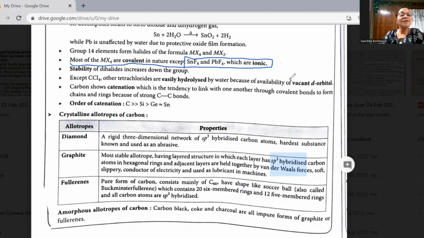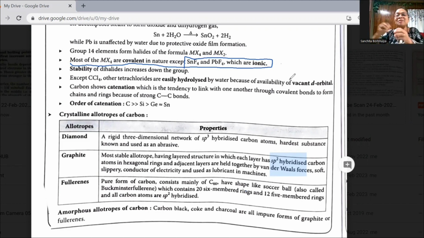Let's go to CCl4. Except CCl4, the other tetrachlorides are easily hydrolyzed by water because of the availability of d orbitals. If d orbitals are available, if the space is available, then hydrolysis can happen for all the tetrahalides excepting CCl4. And you already know from your 9th standard, 10th standard, that carbon shows the property of catenation, meaning self-linking through covalent bonds, forming long chains and also ring compounds.